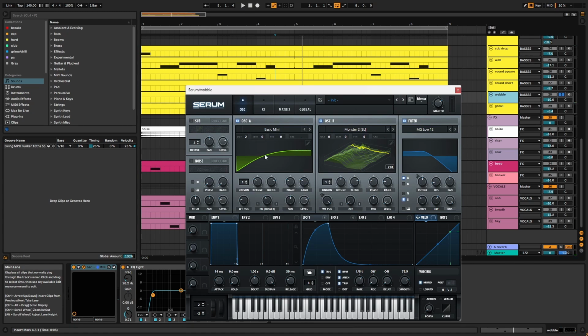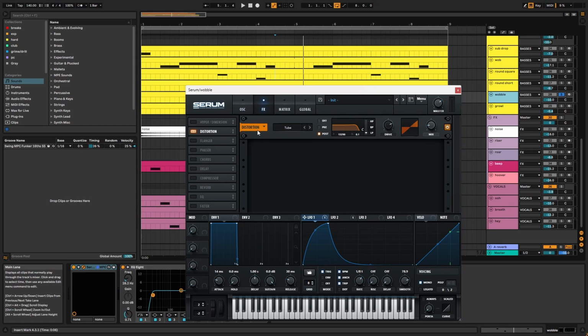Oscillator A is a saw wave taken down by 2 octaves with FM from B active. Oscillator B is this monster 2 waveform with its level taken down and its wavetable position modulated by LFO2. LFO1 is modulating the cutoff of this low pass filter. And in the effects, there's distortion.